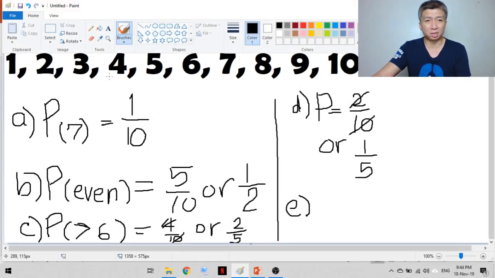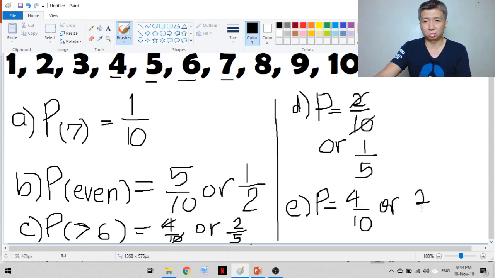Okay. So, hindi natin isasama. So, ilan lang? 1, 2, 3, and 4. Okay. Probability. We have 3. Oh, sorry. Not 3. Ilan yan? 1, 2, 3, 4. Okay. 4 over 10. Okay. Or, katulad din nung letter C. So, 2 over 5. Okay. Next one.